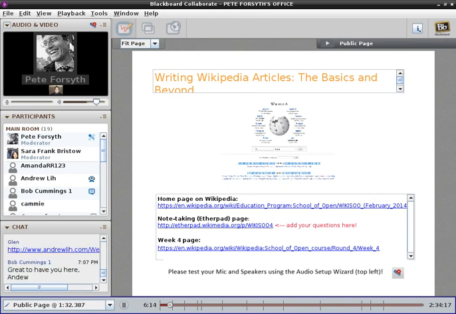Before we dive into the specific articles that people are working on and some examples, I want to review the structure of the course, the final project, and the badges. I'm going to pull up the Wikipedia page about our badges. We have two badges that you can earn as part of this course.